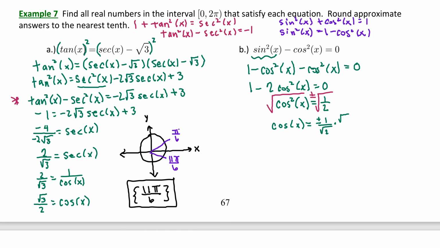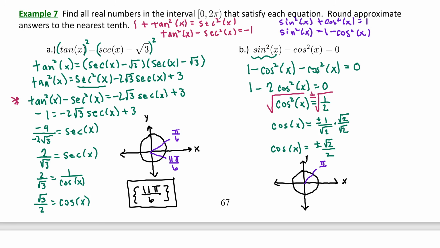Let's go ahead and rationalize this so that we can obtain our familiar square root of 2 over 2 value for cosine. So now we need to find all the angles on the unit circle where cosine of x is either positive or negative square root of 2 over 2. Those are my favorite angles to work with. Pi over 4 and the quadrantal angles aren't too bad themselves.